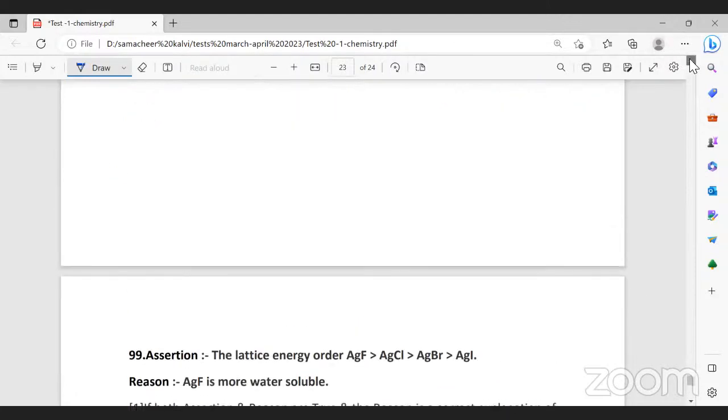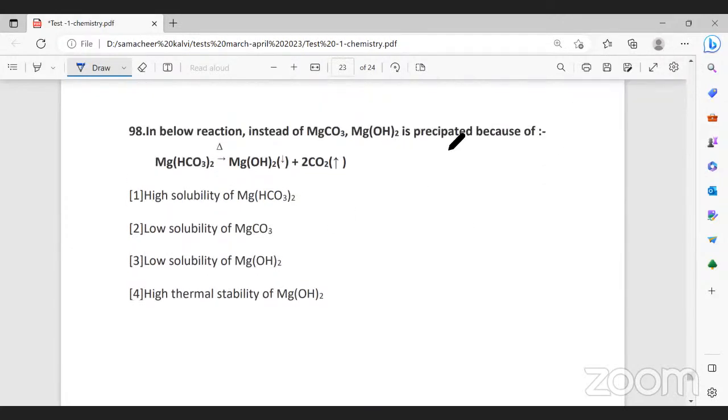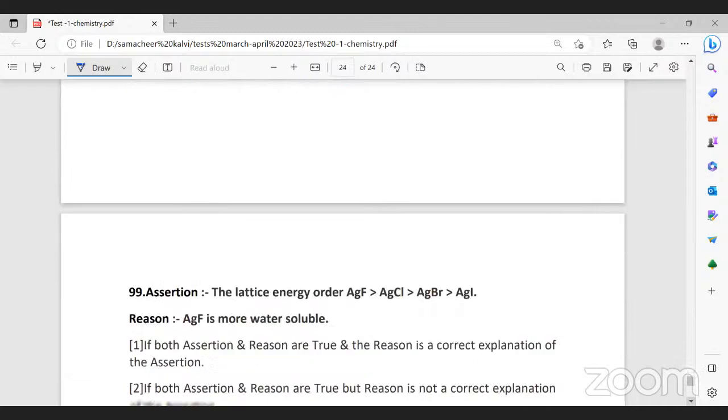The next one. In the below reaction, instead of magnesium carbonate, magnesium hydroxide is precipitated because of: Mg(HCO3)2, magnesium bicarbonate, on heating gives magnesium hydroxide, liberating carbon dioxide gas. High solubility of magnesium bicarbonate, low solubility of magnesium bicarbonate, low solubility of magnesium hydroxide, or high thermal stability. It is because of the low solubility of magnesium hydroxide. So on heating magnesium bicarbonate, we get magnesium hydroxide.